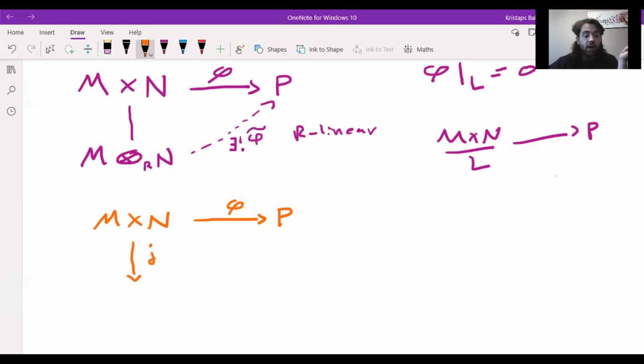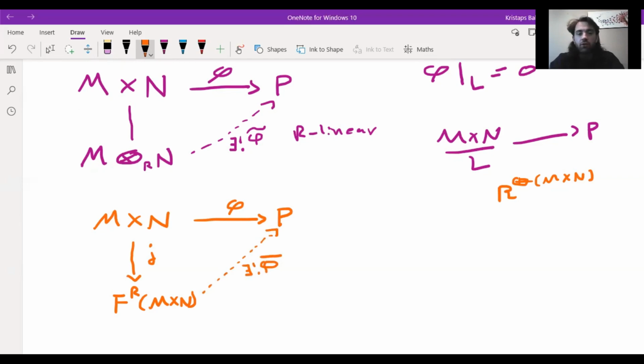And recall that we had a concrete realization of the free module, which is just R direct sum M cross N, and this was just some sort of space of functions. Now, the universal property of the free module tells us that there is a unique R-linear map, which I'm going to call phi hat down here, which makes this diagram commute.